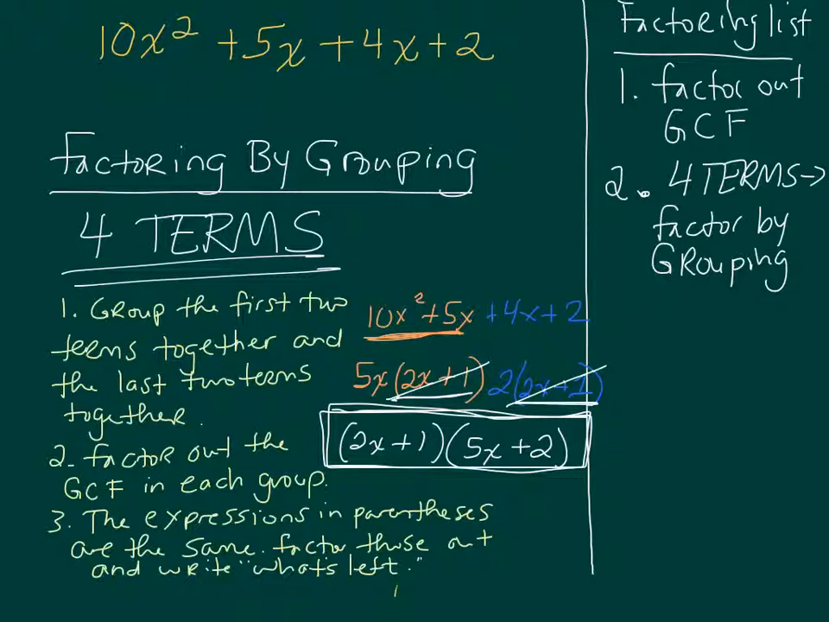Alright, let's look at a few more. Let's look at this one right here. What if I have 3a squared plus ab squared minus 3ab minus b cubed?